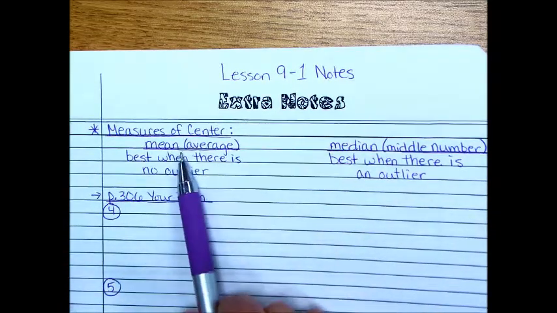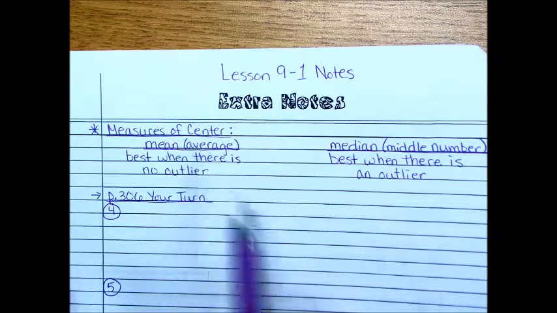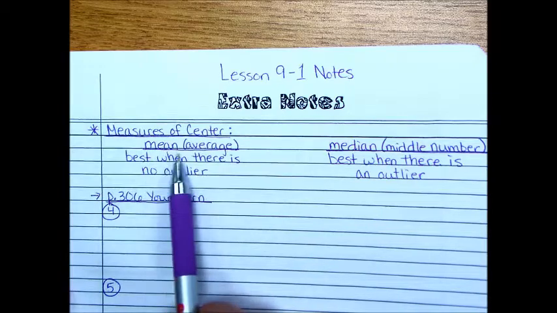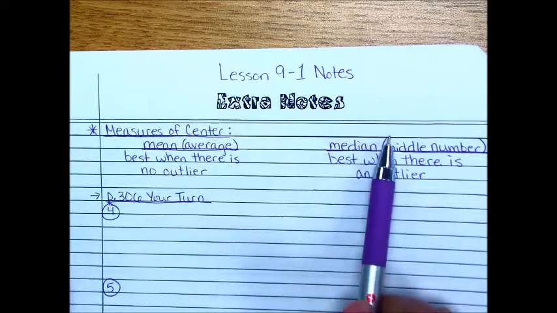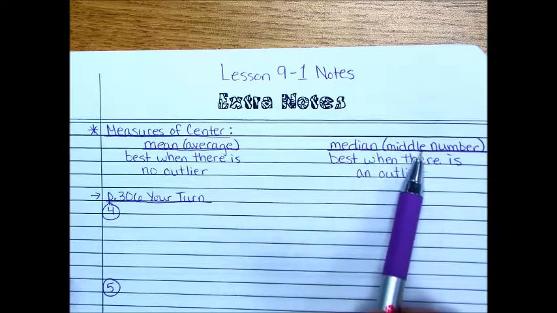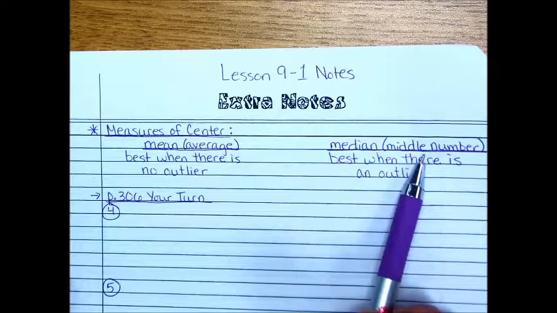Just a quick review. Mean means the same thing as average. They're interchangeable. And then there's median, which basically means if you lined up all the numbers from least to greatest, the number that would fall right in the middle would be the median.